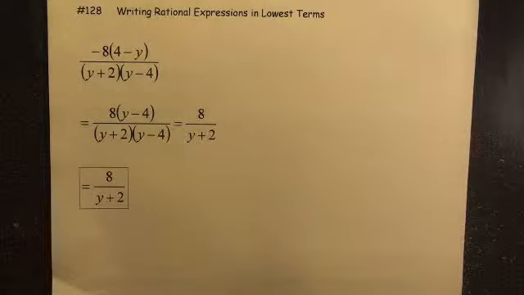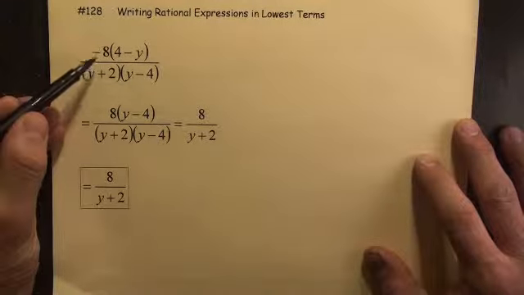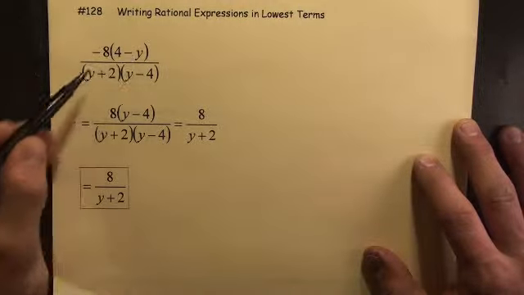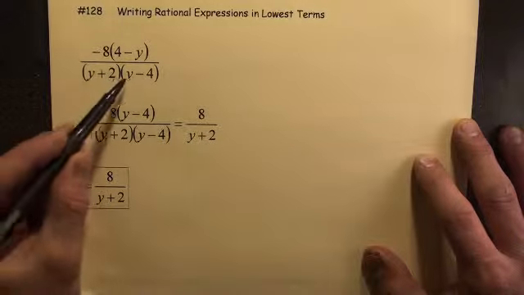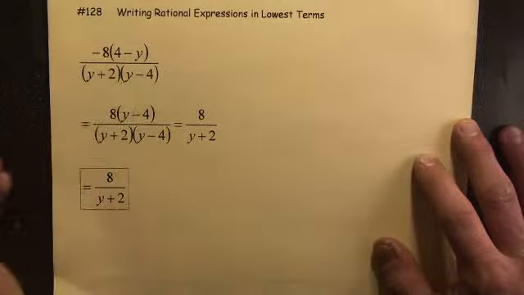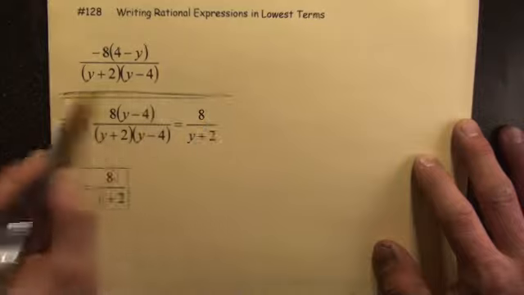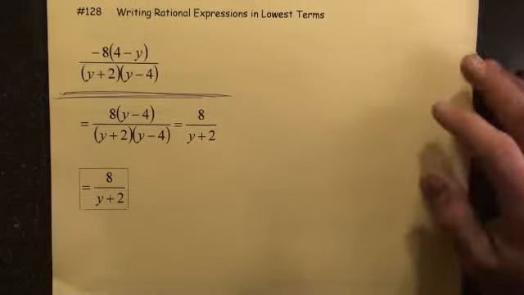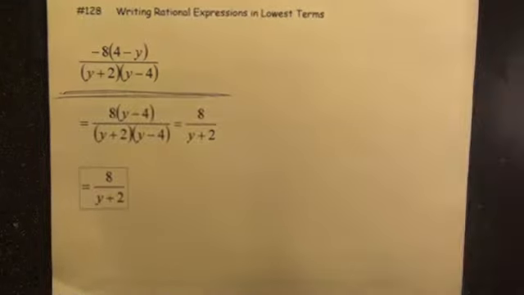Video number 128, writing rational expressions in lowest terms. So this first example is negative 8 times the quantity 5 minus y over the quantity y plus 2 times the quantity y minus 4. Now, before we go into the detail here, there is a very simple property that we need to discuss.